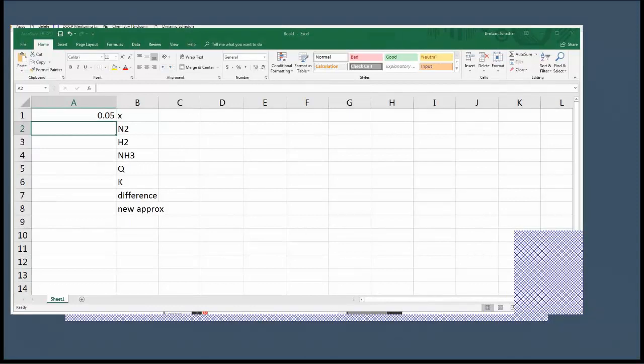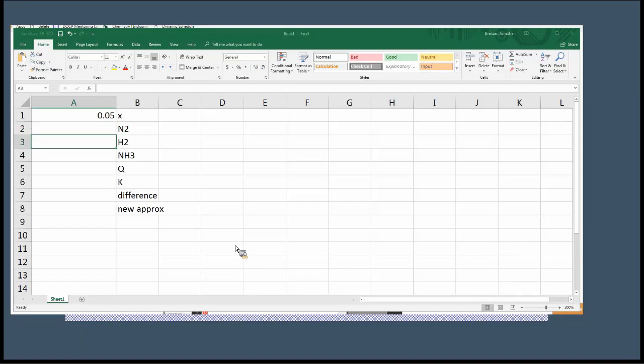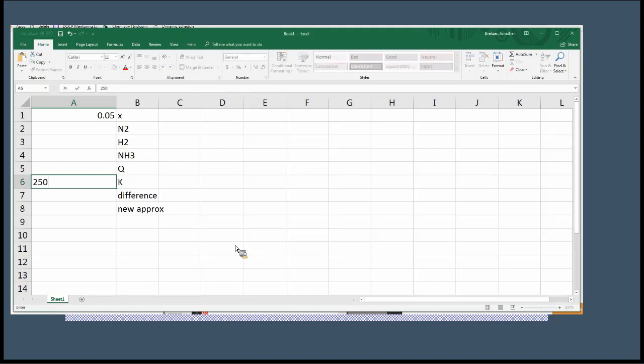Now I'm breaking this down a little bit differently than the way I did it in class. I'm calculating the concentrations of nitrogen, hydrogen, and ammonia separately. This is actually a much better way to do it. And then based on that, I get what Q is. Now K was given to me, it was 250. So I'll just go ahead and key that number in. And for x, I know that it has to be at least 0, but 0.1 was the limit. So I just split the difference as an initial guess and put 0.05 for x.